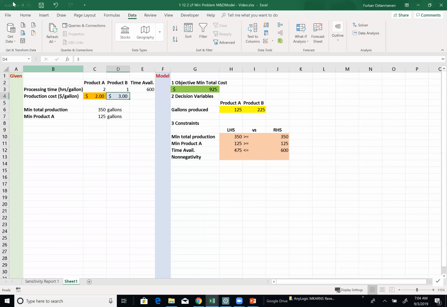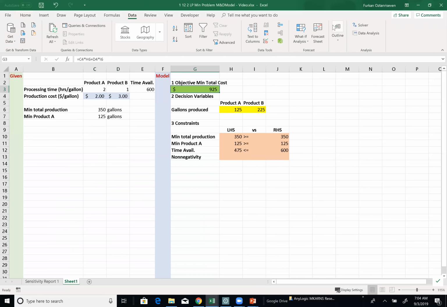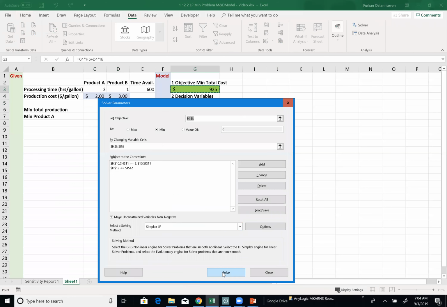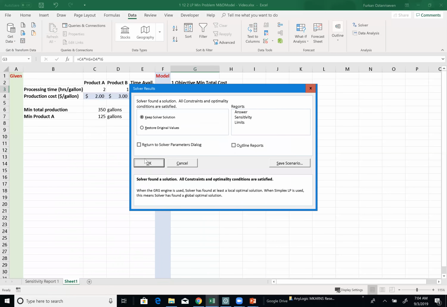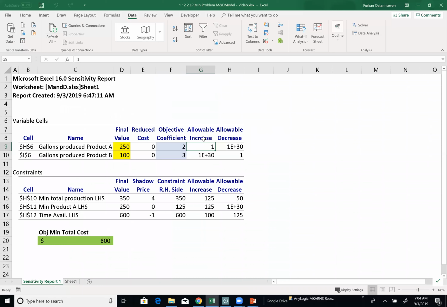So let me just go back to my original model. $2 and $3. Let's solve it again. Solver and solve. Perfect. So as you see now, still I'm going back to 250 production of A gallons and 100 gallons of B, and that will give me $800. So we covered this part right here.